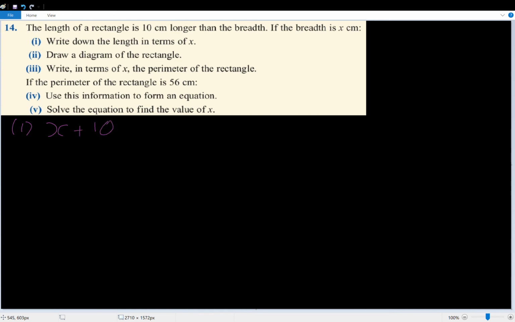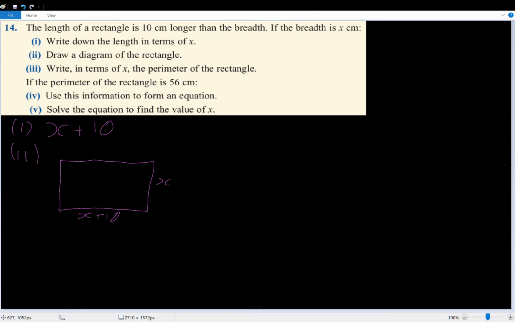That's it. For part 2, we've got to draw a diagram of the rectangle. I think everybody kind of knows how that's going to work, but still, we'll go through this anyway. Alright, the breadth is x, and the length is x plus 10. Obviously, when you're drawing this, I'd recommend using a ruler to draw it far more neatly than I just did.